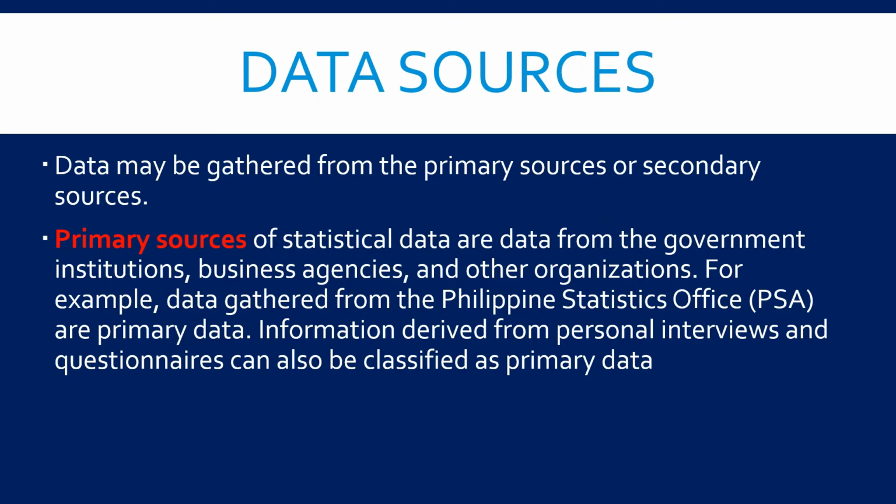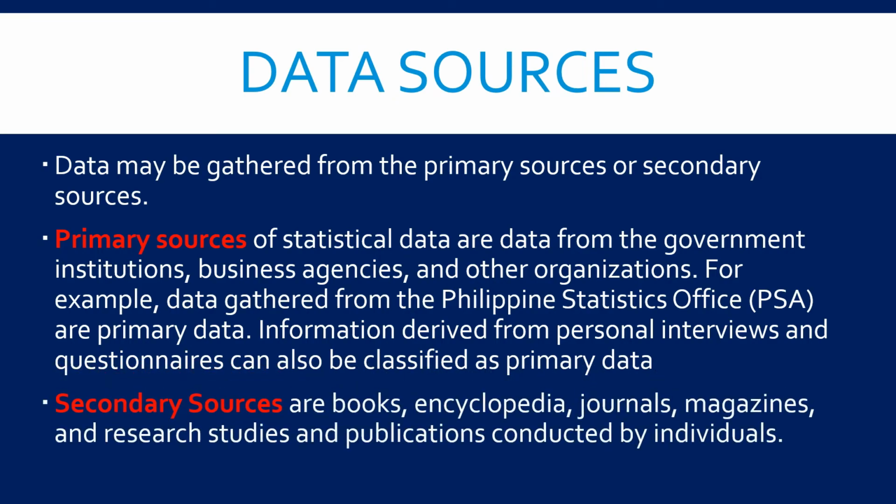Primary sources of statistical data are data from the government institutions, business agencies, and other organizations. For example, data gathered from the Philippine Statistics Office, also known as the PSA, are considered primary data. Information derived from personal interviews and questionnaires can also be classified as primary data. So everything that has a first-hand experience is considered a primary source. Your observations, what you have seen, what you have touched, what you have felt, what you have documented, those are considered primary sources.